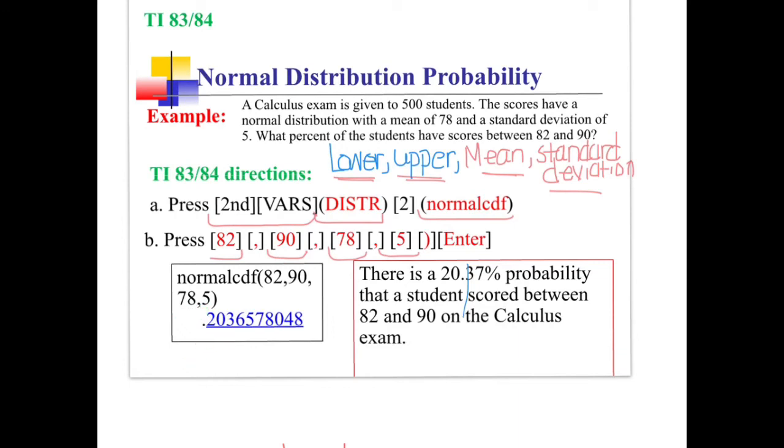0.20365. So we would change that into a percent, multiplying it by 100, and we would get 20.37%. So how do we say that? There's a 20.37% probability that a student scored between an 82 and a 90 on a calculus exam.